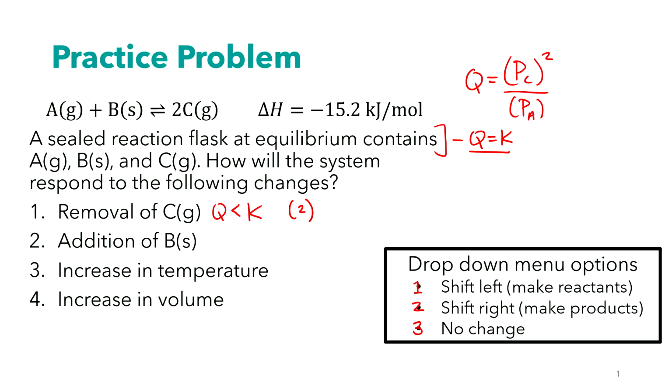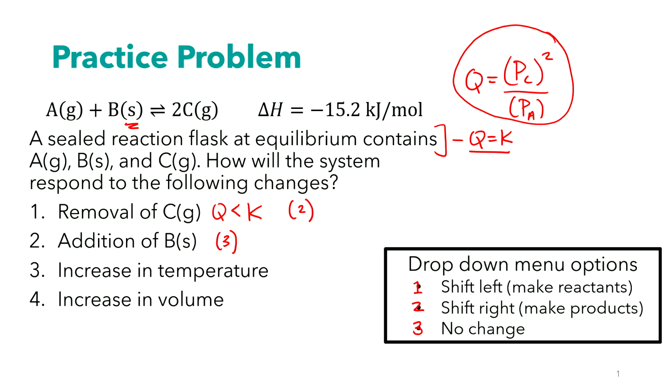How about the addition of B? I'm going to put some more of my solid in there. 1, 2, or 3. Good. You are not tempted to answering 1, okay? B does not show up in my expression because it's a solid. I just need to know that it's there, okay? So I've told you that the system has come to equilibrium. There must be some B in there to have a dynamic equilibrium. Adding more of it is not going to change K. Q is K throughout that whole addition of B. So I'm picking 3 for this one.